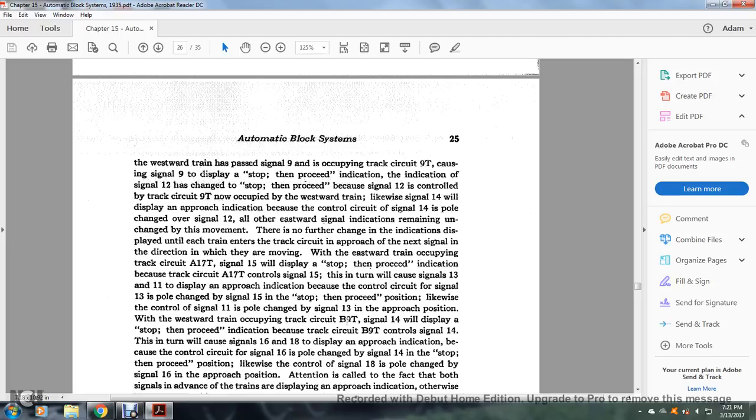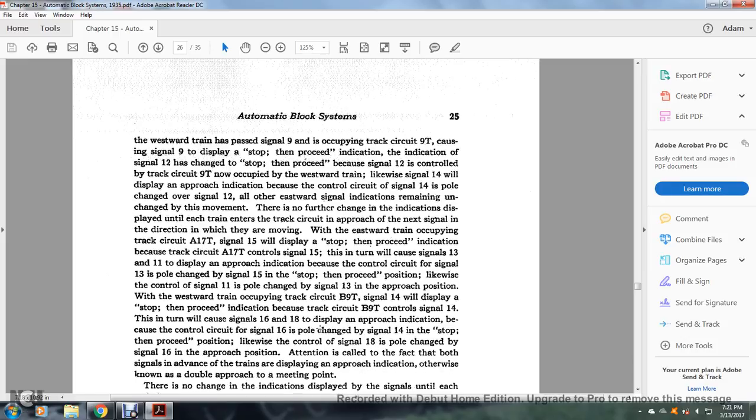With the westward train occupying track circuit BT9, signal 14 will display a stop, then proceed indication because track BT9 controls signal 14. This in turn will cause signals 16 and 18 to display an approach indication because the control circuit of signal 16 is pole changed by signal 14 in the stop, then proceed position. Likewise, the control of signal 18 is pole changed by signal 16 in the approach position. Attention is called to the fact that both signals in advance of the trains are displaying an approach indication, otherwise known as a double approach to the meeting point.